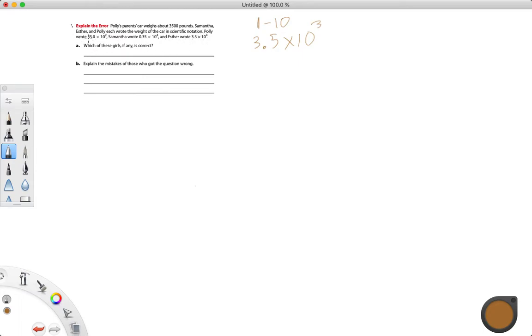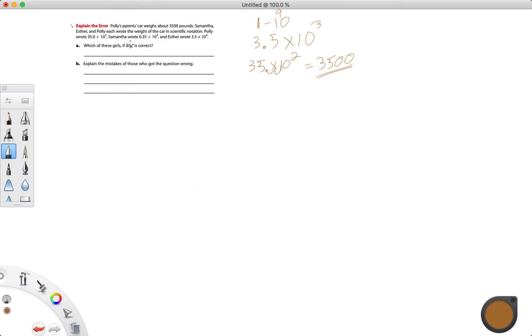Okay, so the first one, they have 35 times 10 squared. Well, 35 times 10 squared, we know it's not scientific notation because 35 is not between 1 and 10. Sorry, 1 and 10, not including 10. It's really 1 through 9. Anyway, we can still do 35 times 10 to the second power. And that would just move our decimal 2 times, and that does equal 3,500 pounds. So she was right on the weight, but not in how she wrote scientific notation. She didn't do that part correctly.